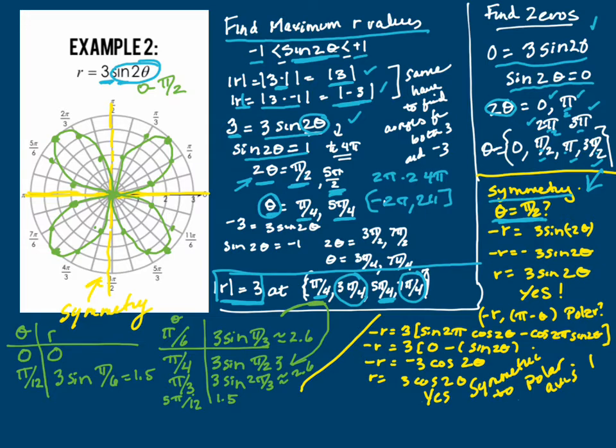Symmetry. So first, I've got to figure out what it is symmetric to. It's a sine, so the first thing I'm going to try is pi over 2, because sines are more than likely symmetric to pi over 2.